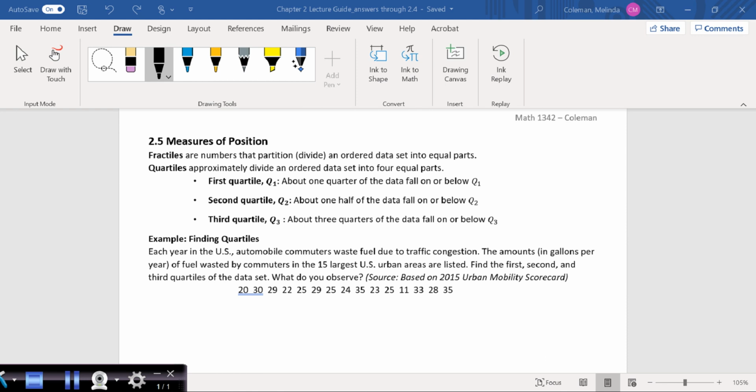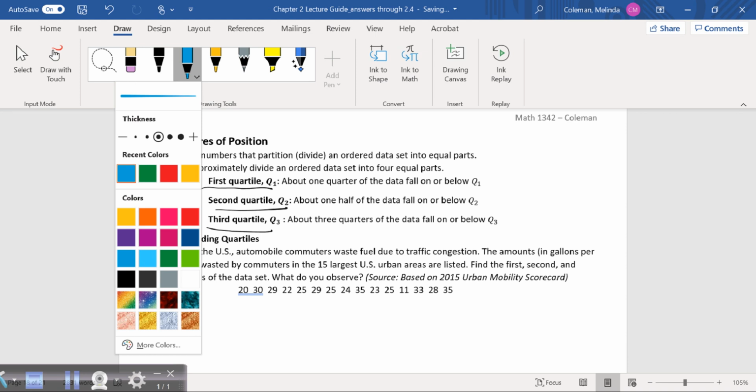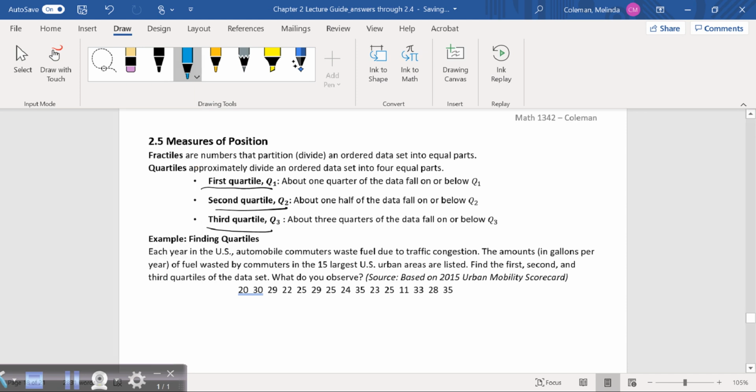So fractiles are numbers that partition or divide an ordered set of data into equal parts. Quartiles, therefore, approximately divide our data into 4 equal parts. The first quartile, the second quartile, and then the third quartile. So just like you would think, it's 1/4 of the data in the first quartile, half the data in the second quartile, and then 3/4 of the data in the third quartile.